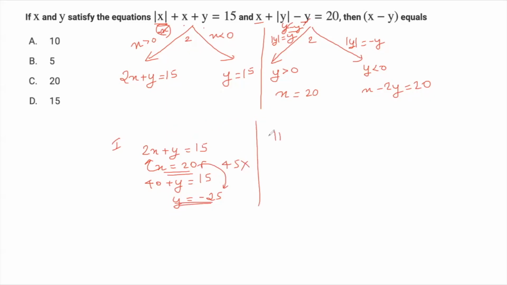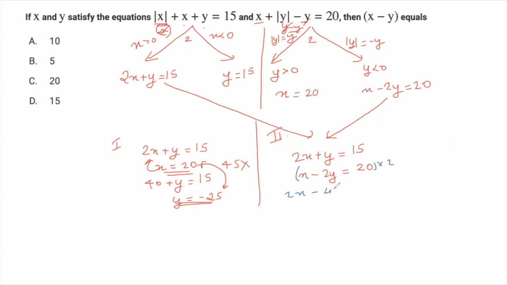Let us now look at the second possibility when x is greater than 0, but y is less than 0. In that case, you have 2x + y is equal to 15 and x - 2y is equal to 20. We can multiply the second equation completely by 2. It will give us 2x - 4y equals 40. And now we subtract it from the first equation. 2x and minus 2x will get cancelled out. y minus minus 4y will be 5y. And 15 minus 40 will be minus 25. This gives me y equals minus 5.